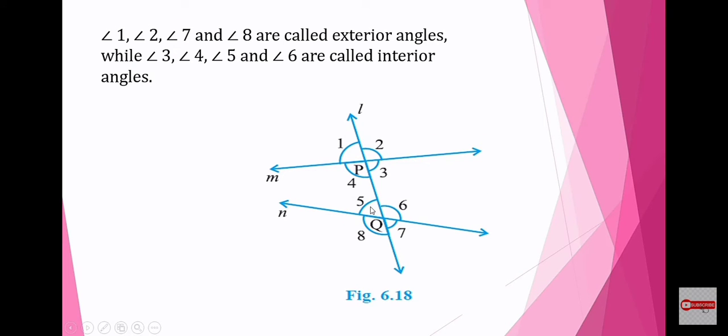So, here angle 1, angle 2, angle 7 and angle 8 are called exterior angles, while angle 3, angle 4, angle 5 and angle 6 are called interior angles because they lie in the interior, while the other angles, angle 1, angle 2, angle 7 and angle 8 lie on the outside, that is they lie in the exterior part, so they are called exterior angles, while those angles which lie in the interior portion are called interior angles.